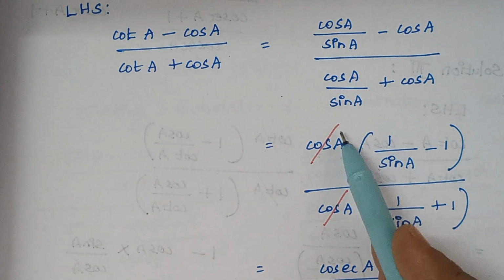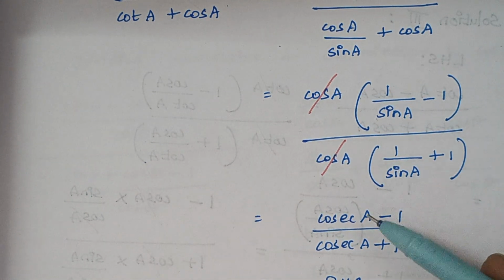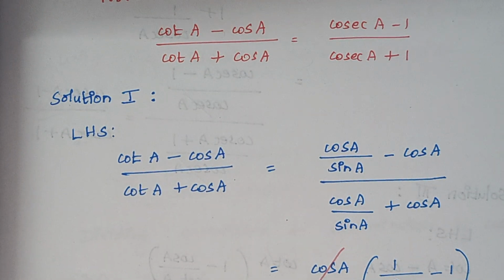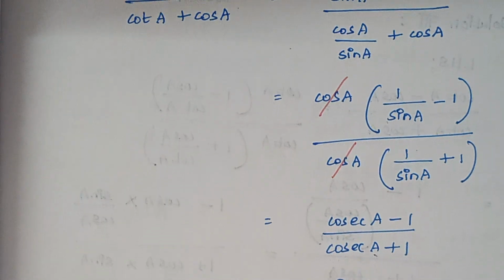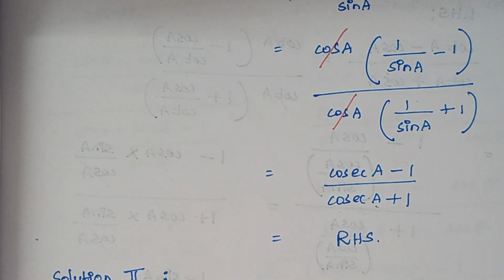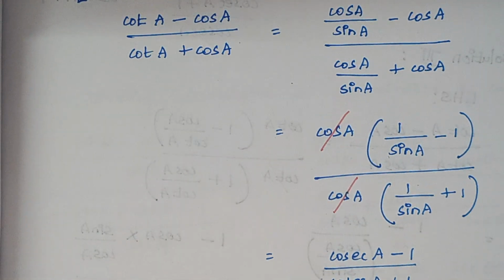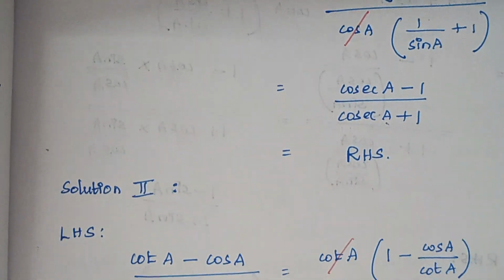So now these two terms cancel each other, and 1 by sin A is nothing but cosecant A minus 1, and here 1 by sin A is again cosecant A plus 1, right? So this is the thing we are expected to prove, right? This is a simple step, right? We had just framed how many steps? Just you see, 2 steps in between, and we had arrived at the answer, right? This is one method of solving. Now I move with the second method, right?